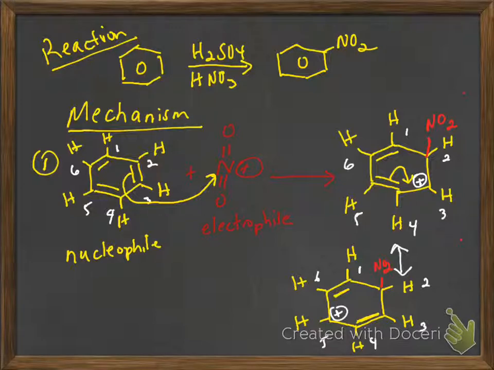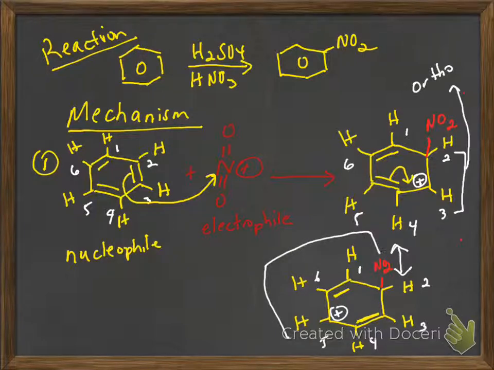And then that means that my positive charge is now on carbon number 4. Now, if you remember, we talked about this in class. Right now over here, in this structure between 2 and 3, the nitro group and the positive charge are now ortho to each other. Remember, that means they're next door neighbors. But in this structure over here, between 5 and 2, those are para to each other. So always think about the fact that you need to draw 3 resonance structures.